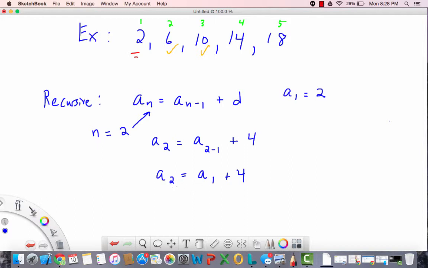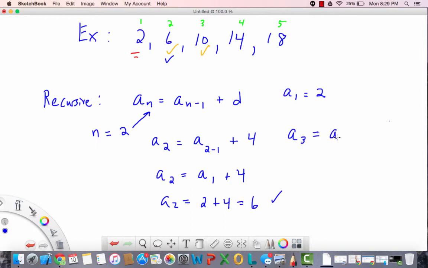And notice what we have here. The second term equals the first term plus 4. Well, that shouldn't be a surprise at this point. A sub 2 is equal to a sub 1 plus 4. So that's equal to 6. Right?